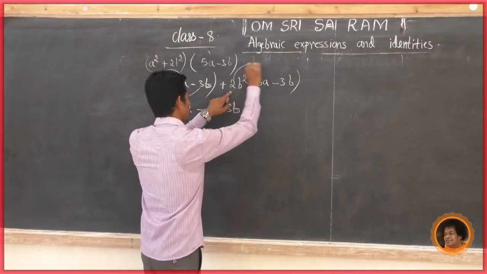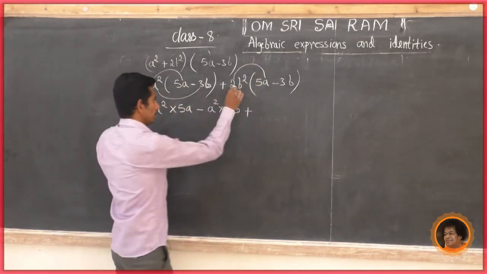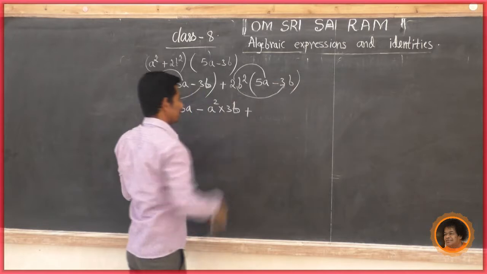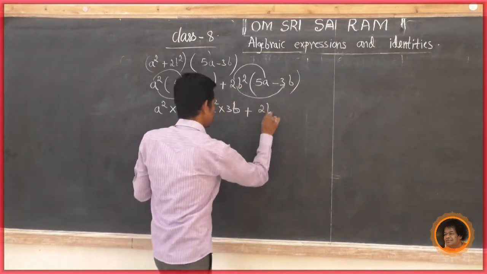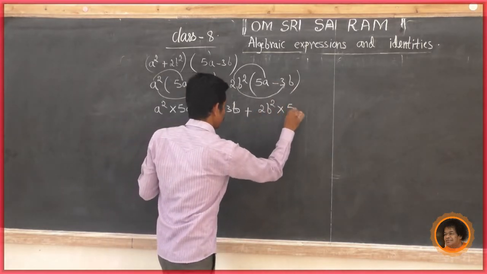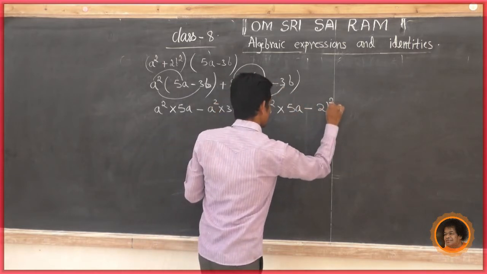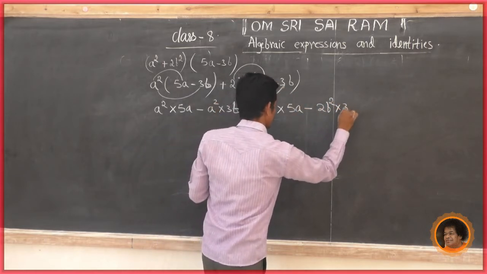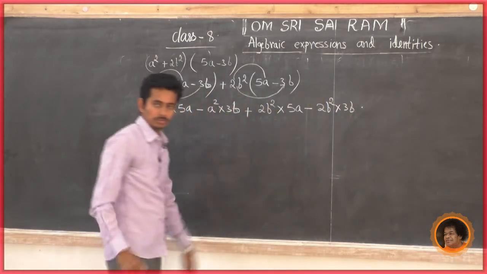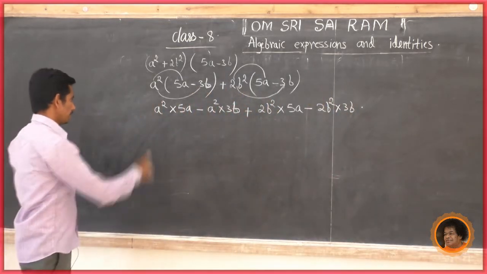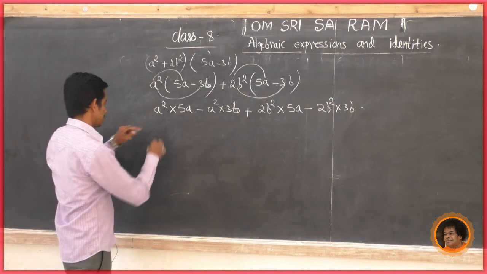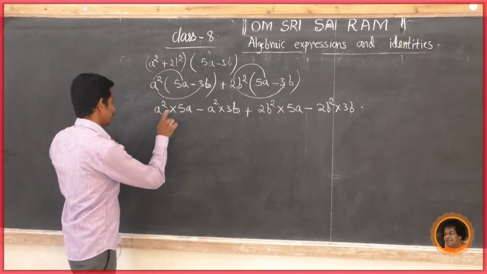plus this 2b squared into 5a, then this 2b squared into 3b. So 2b squared into 5a, then here is minus, so 2b squared into 3b. Now multiply and get the answer, get the product.